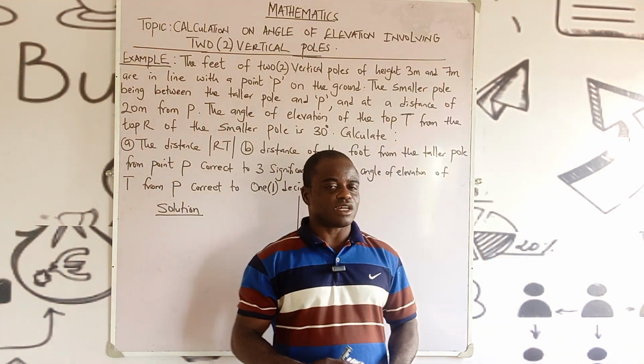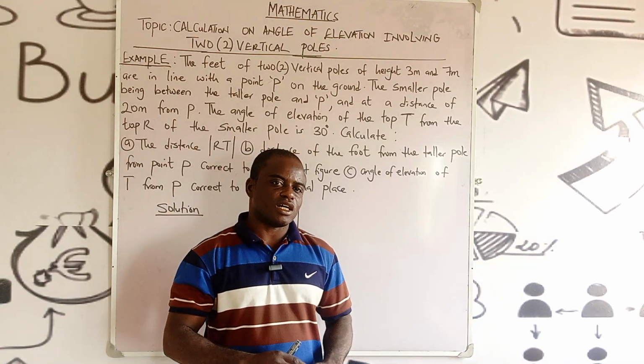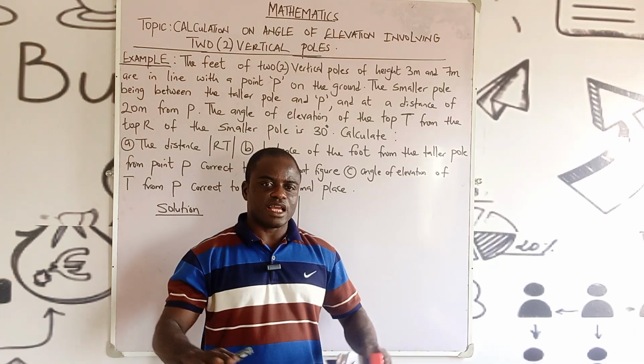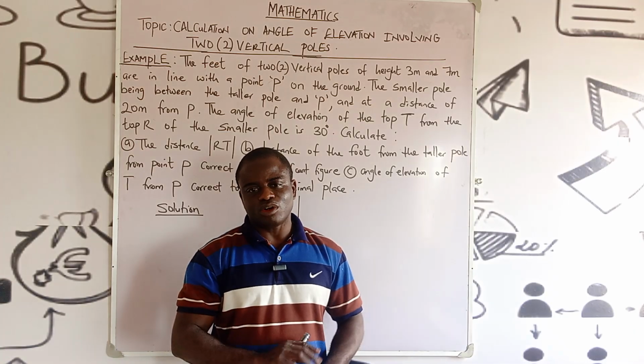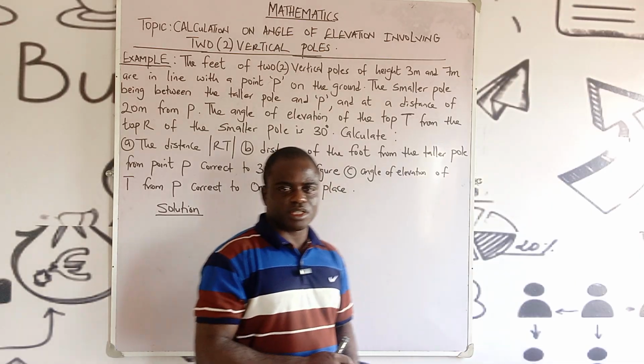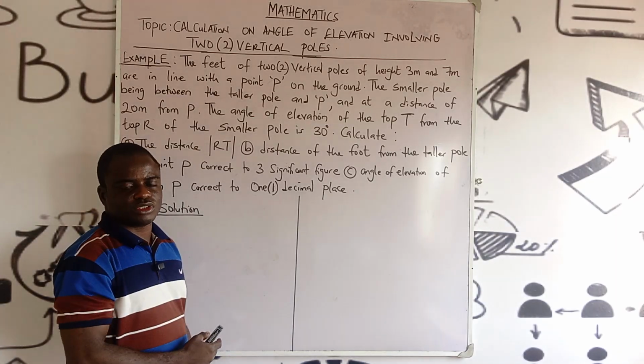Today, we're considering calculation on angle of elevation that involve two vertical poles being placed in line with a particular point on the same level ground. Let's look at the question critically. A diagram is required in this type of question.